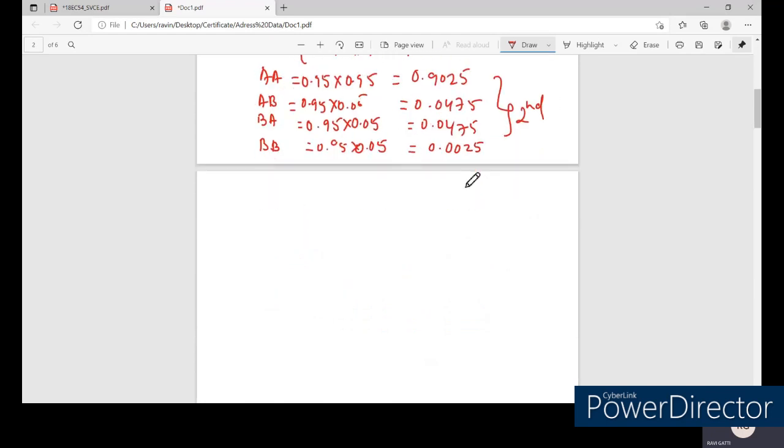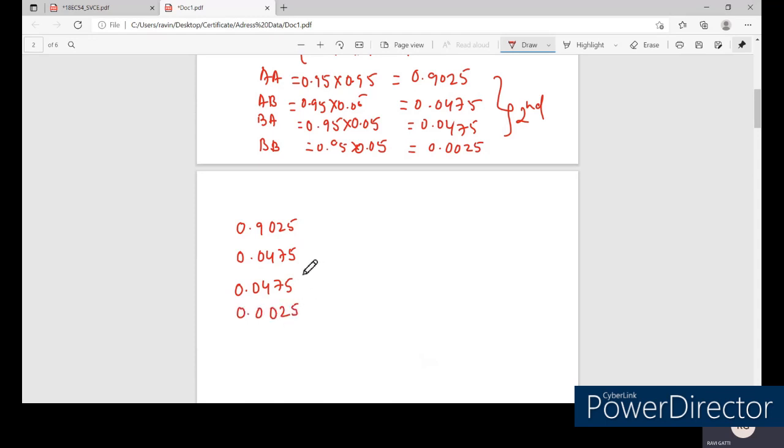Now what we are supposed to do is arrange these in decreasing order of their probability. So if I arrange them in decreasing order of their probability, what you'll get is 0.9025, next 0.0475, next 0.0475, next 0.0025.